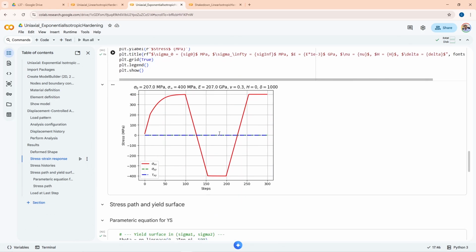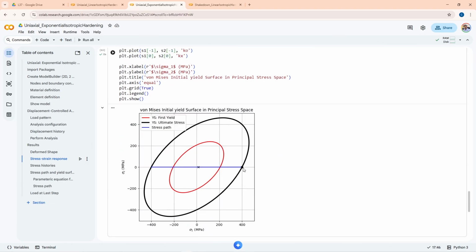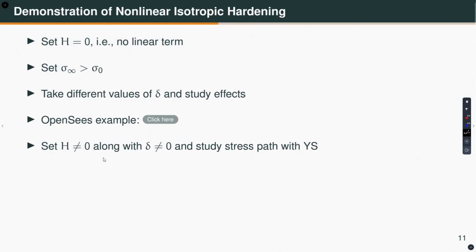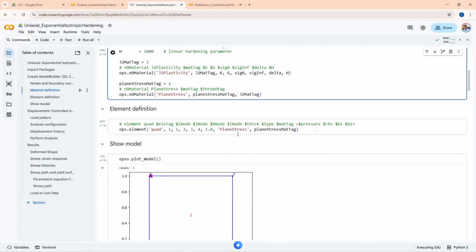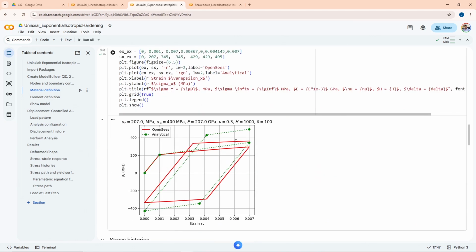Let me show you that. Here it is. You have gone here, here, you cycled and then finally stopped here. You are not going past or outside this outer yield surface. Now, let me take a non-zero value of H and a non-zero value of delta and show you what happens. Let me make delta equal to 100 and H, let us say, 1000. So, we will get a combination of linear and nonlinear isotropic hardening.